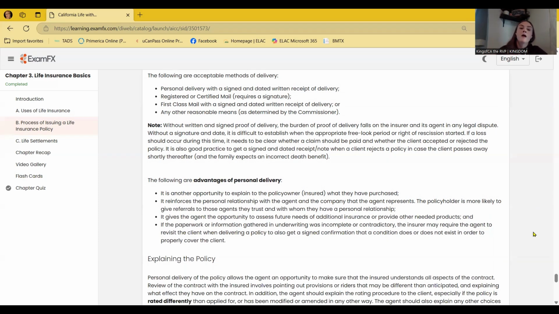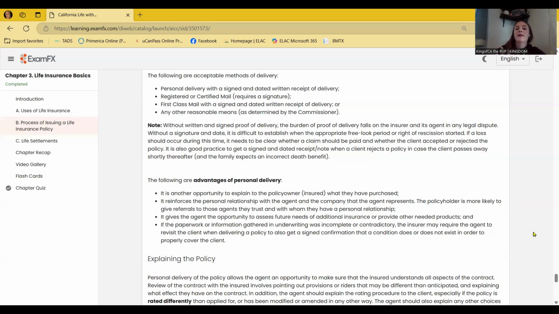Now, I think there's a question on your test, and I can't remember what exactly the option is that they set it. It'll say, which of the following delivery methods is not acceptable, right? And it says first class mail, certified mail, personal delivery, or something else, like overnight mail or something like that. If it doesn't require a signature, it's not acceptable technically.